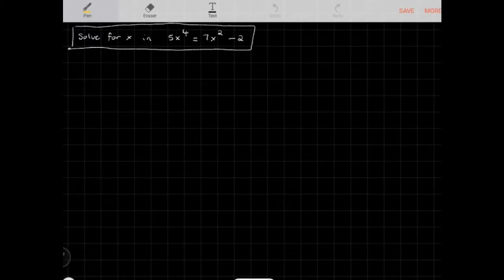Alright, let's solve for x in 5x to the power 4 is equal to 7x squared minus 2. Well, in order to solve, what you need to do is move all terms to one side. So I'm going to move this and this term to the other side. So you get something like this.